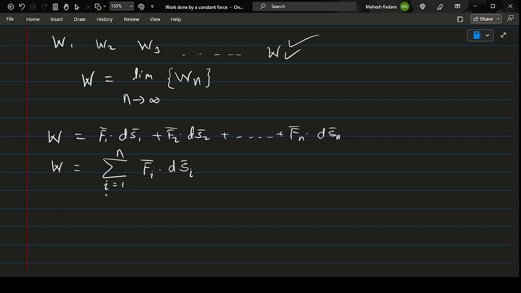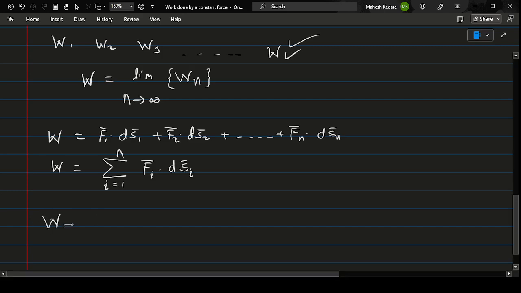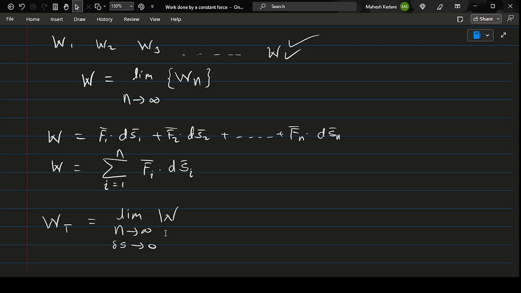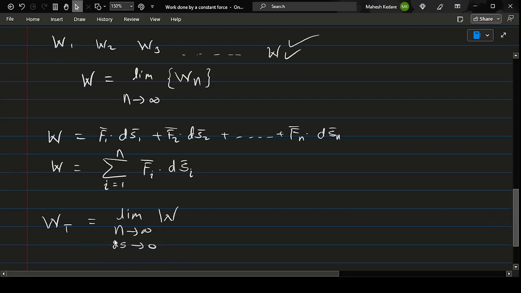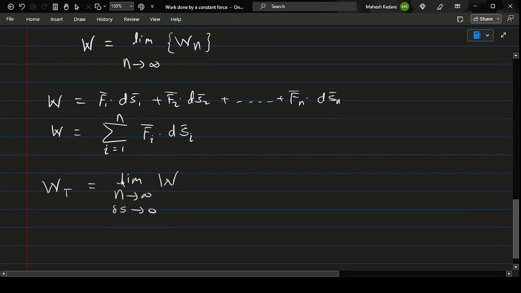And as we increase the number of divisions, we move closer and closer to the true value of the work. So the true value of the work represents the limit value of this work we calculate as we increase the number of divisions and hence decrease the size of individual displacement. So as we go on increasing the number of divisions, which we represent as n tending to infinity, the number of divisions is increased indefinitely, and the size of the individual displacement will decrease indefinitely, so it tends to zero. So under this condition, the limit value of the work we calculate represents the true value of the work.